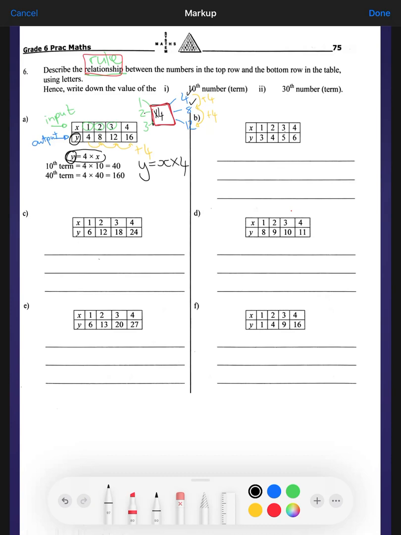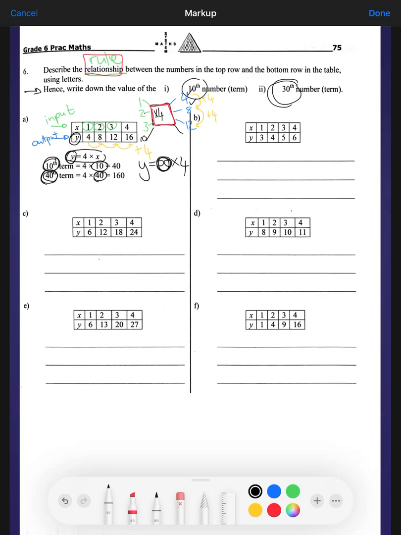After that, they've said here, hence, write down the value of the 10th number and the 30th number. So all they're saying now is, okay, use this rule, but instead of an X, put 10. What if there was a 10 on this side? What would have popped out on that side? So then you say, okay, well, the rule says take whatever I'm using at the top and times it by 4. So if 10 is at the top, I need to times 10 by 4. And the other number they said is 30. Now I see here they put a 40, but I guess they should have put a 30. 4 times 30 is what I would have done there. Anyway, that one's just the example.